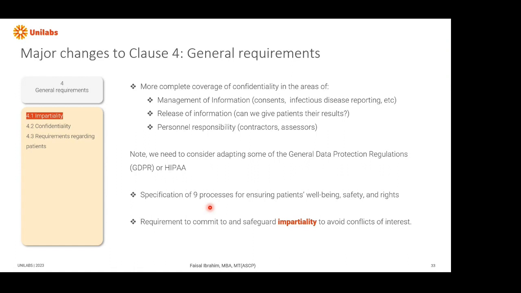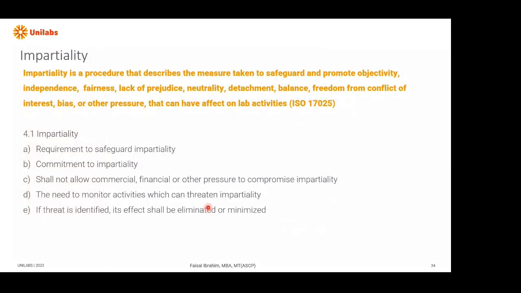So there's now a requirement to commit to and safeguard impartiality to avoid conflict of interest. So the question is, what is impartiality? Impartiality is a procedure that describes the measures taken to safeguard and promote objectivity, independence, fairness, lack of prejudice, neutrality, detachment, balance, freedom from conflict of interest, bias. Basically, impartiality is doing the right thing. So we want to make sure that we do the right thing.